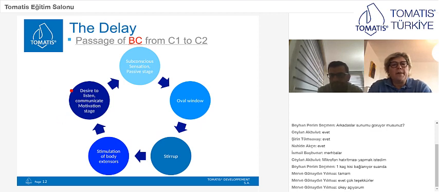So when we talk about the delay, it's a subconscious sensation, which is considered a passive stage. It's neurological. So it's going to act on the oval window, the stirrup, stimulation of the body extensors, and desire to listen, communicate. It's the motivation stage for Tomatis.